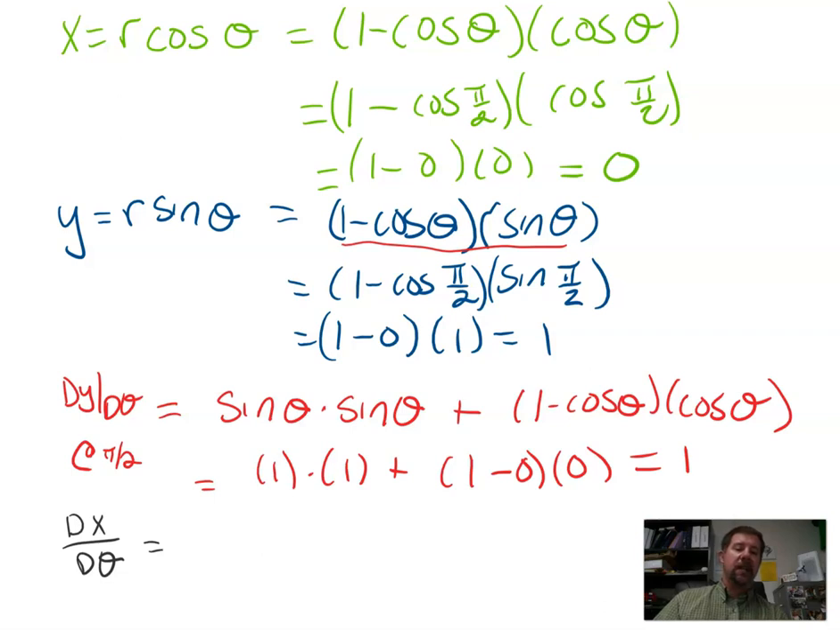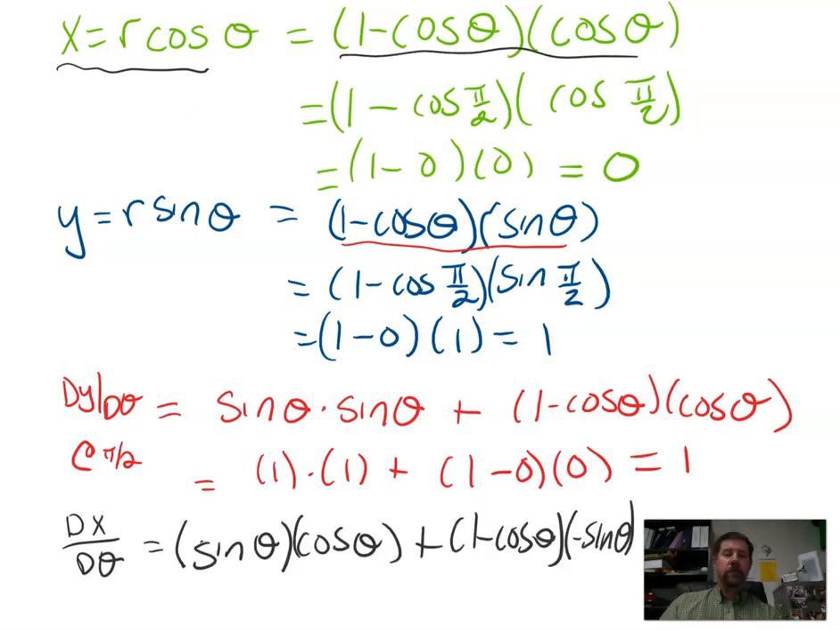To find dx/d theta, again, I can take the derivative of x up here, of my 1 minus cosine theta times cosine theta, using the product rule. We're going to end up with sine theta times cosine theta, plus 1 minus cosine theta times negative sine theta, derivative of the first times the second, plus the first times the derivative of the second. And now I want to evaluate that one again at pi over 2.